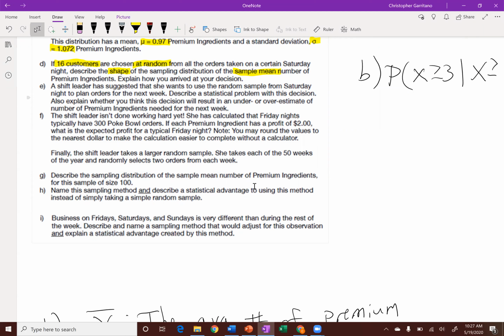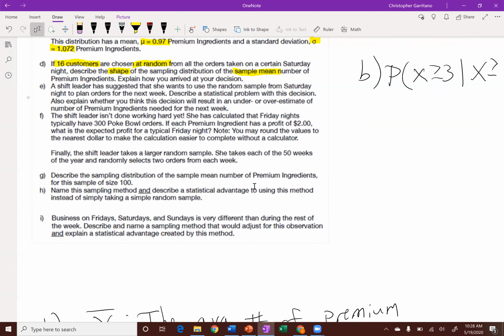This shift leader is only choosing Saturdays. Now, I think many of us, if not all of us, have been to restaurants on Saturdays versus restaurants on weekdays. And hopefully you've noticed that Saturdays are definitely bigger days for restaurants. Restaurants are busier on the weekends. People don't have work the next day, they want to go out and relax and have fun. So by this shift leader only choosing this particular Saturday to plan orders for the next week, this shift leader is collecting a biased sample.